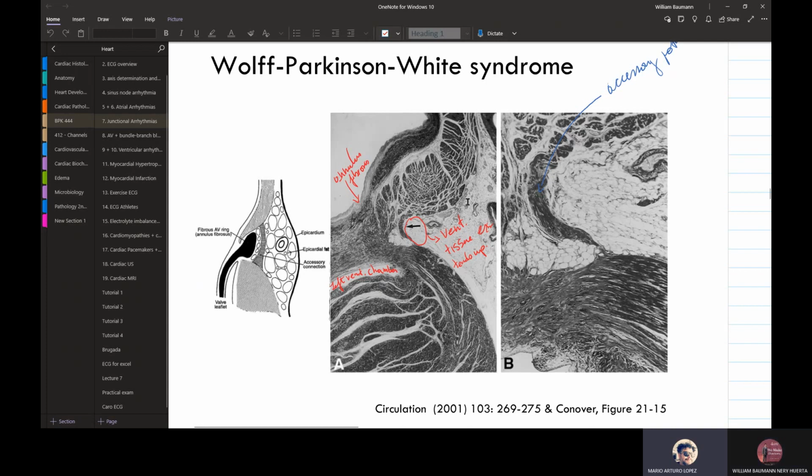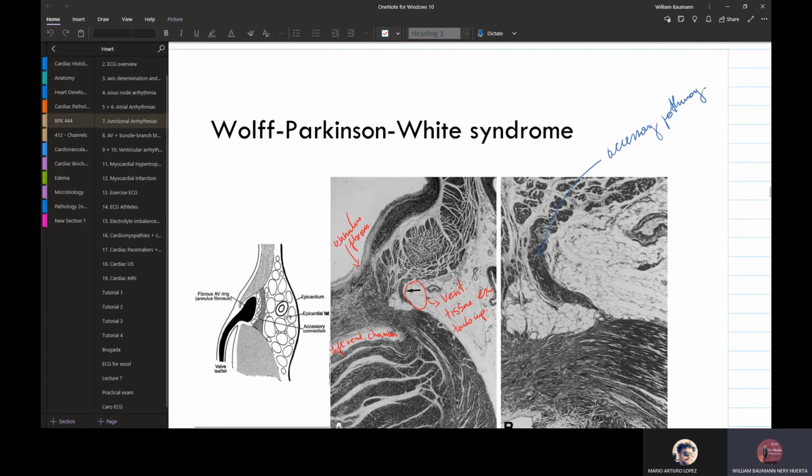So this is an anatomical defect then? Yes. The ventricle tissue extends all the way up. Here's the left ventricular chamber, and here we see the accessory pathway. Take a look. This is a beautiful diagram where it shows the flow.